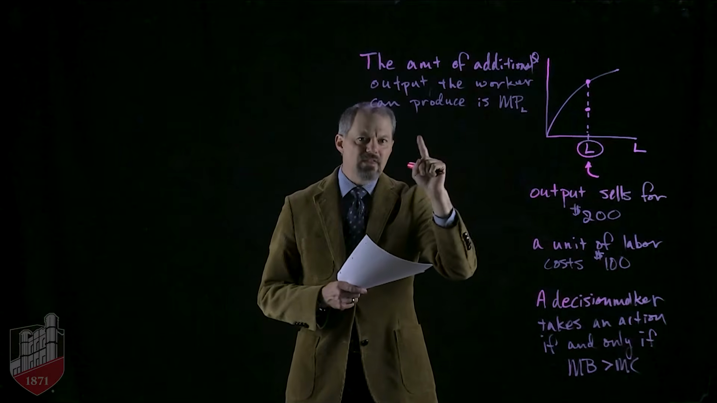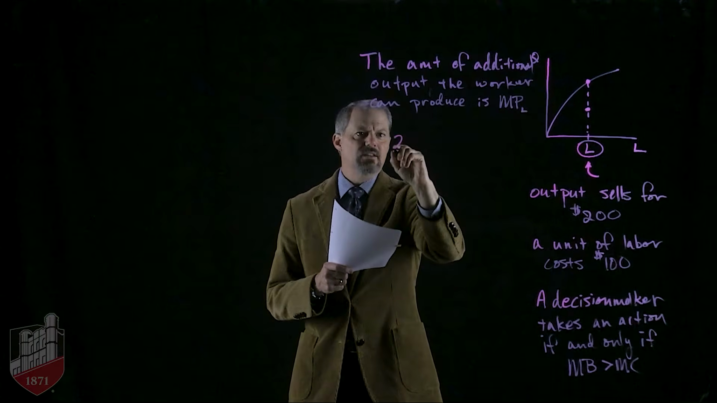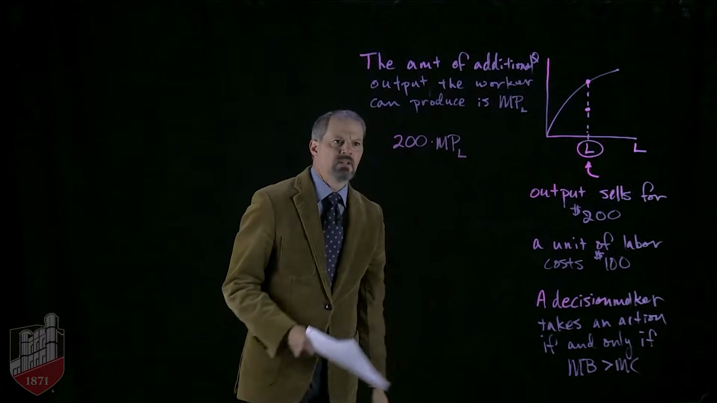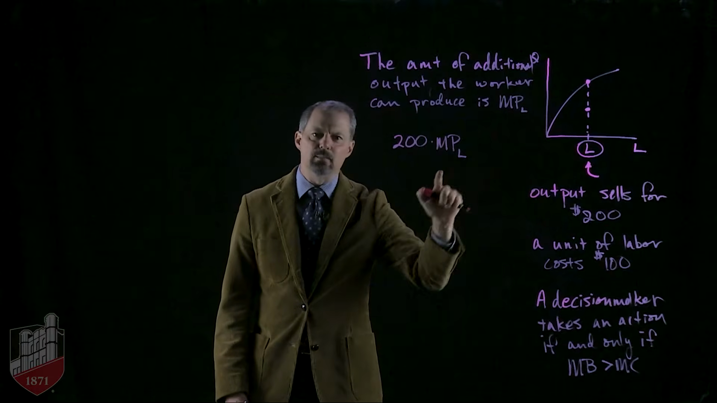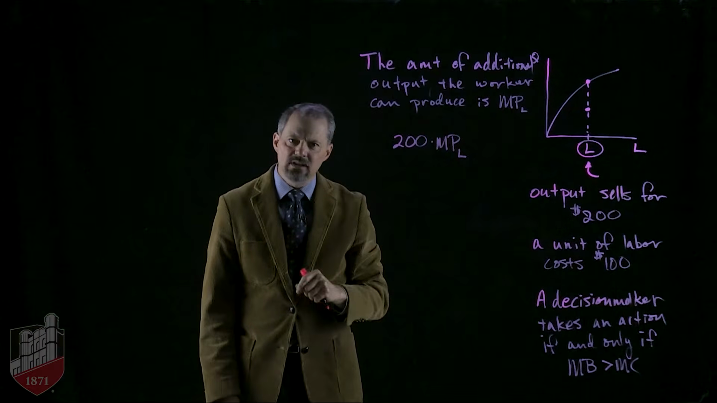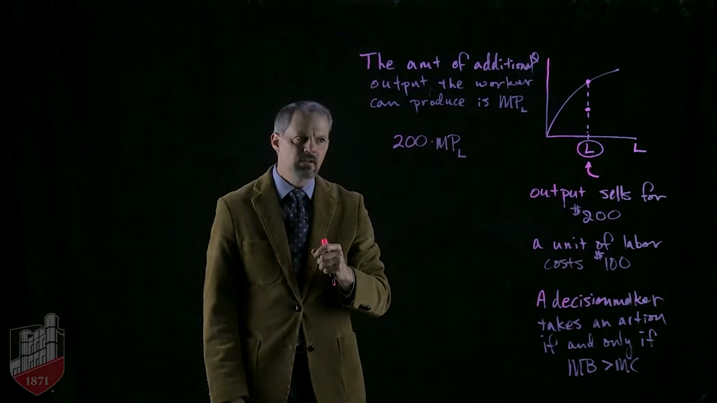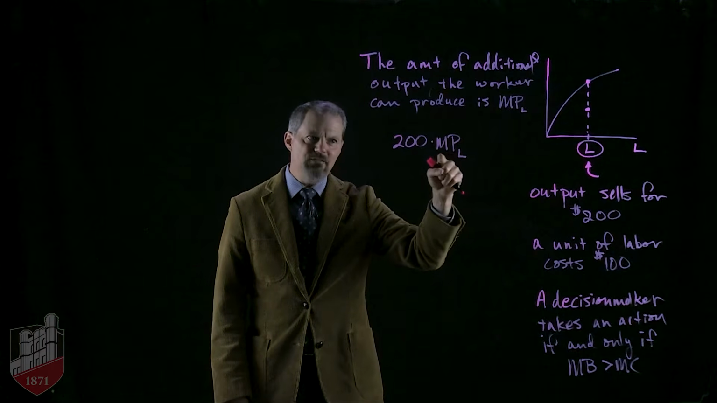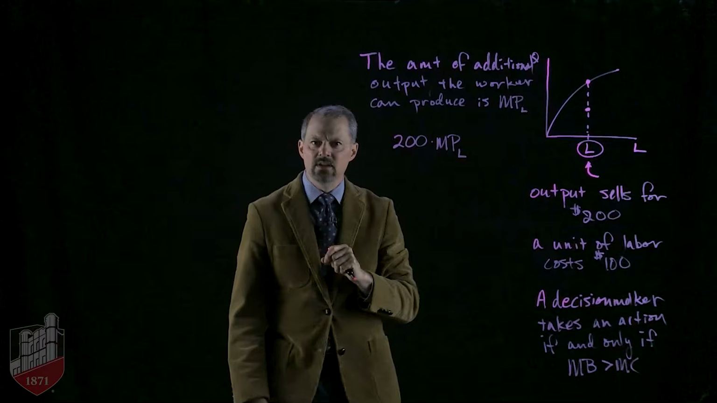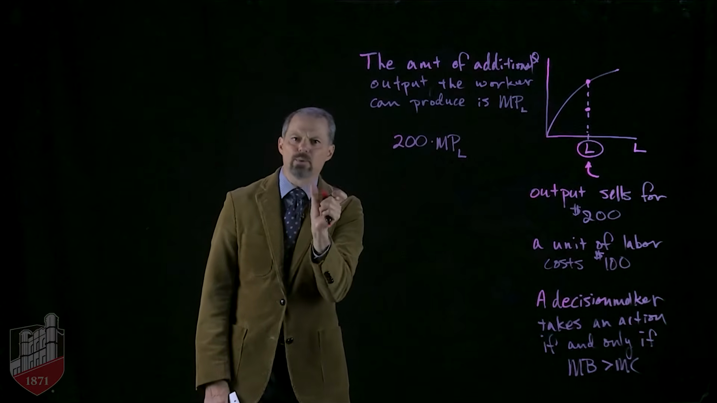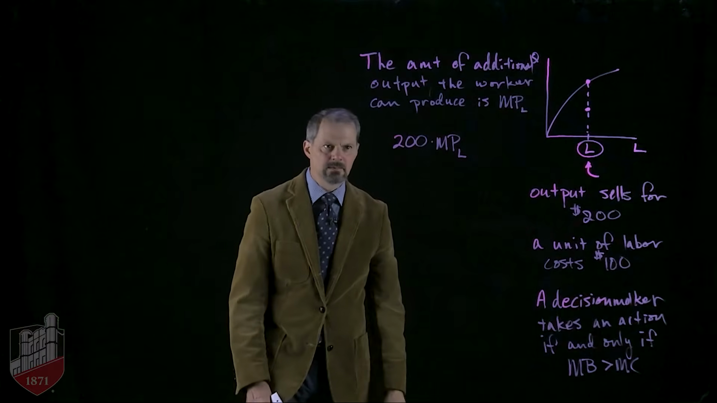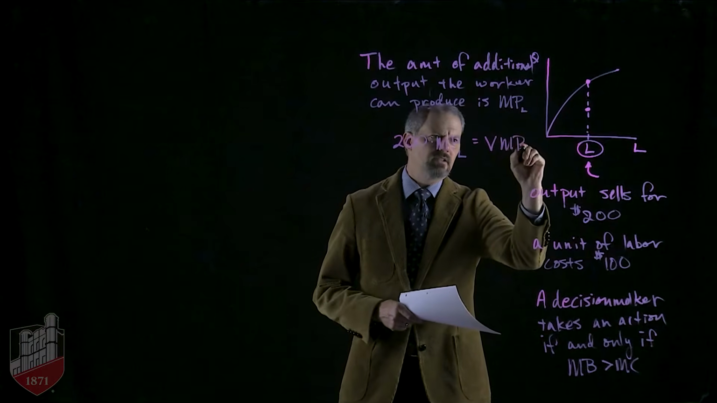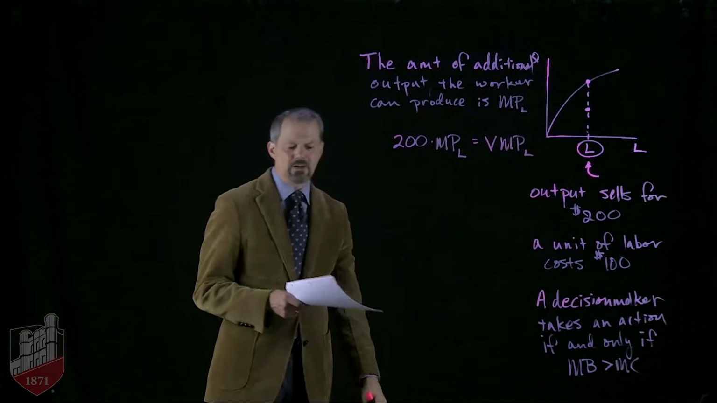I can figure out the value of what they produce by taking the price of the output and multiplying it by the marginal product of labor. This is how much additional output they can produce. If output goes up by a half unit when I hire this new unit of labor, then this would be 1/2. 1/2 of 200 is $100. When I hire that unit of labor, they produce output that's worth in the market $100. Okay? And we call this the value marginal product of labor, VMP, value marginal product.